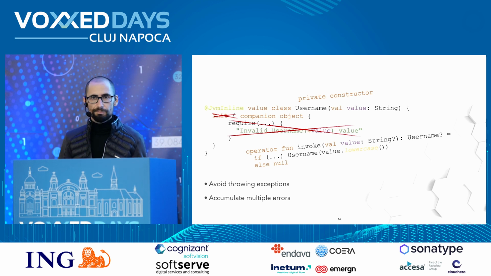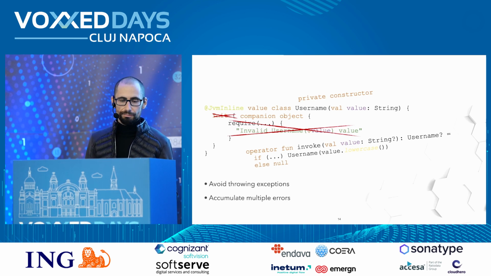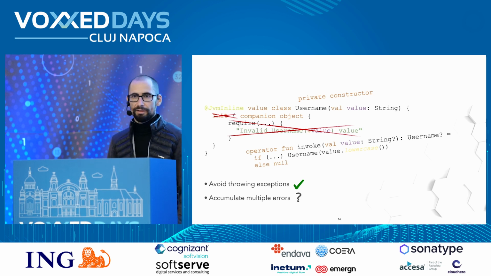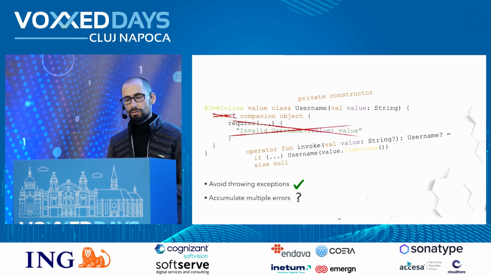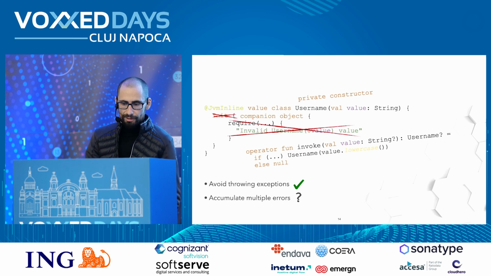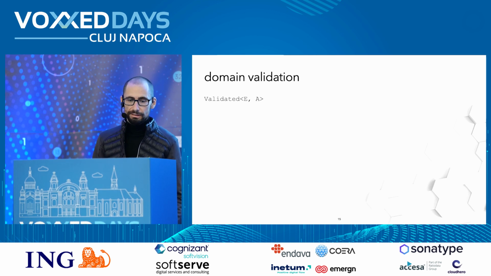But from our side, it's better because we managed to lose the exceptions. However, we're not throwing exceptions anymore, but we still have the problem of accumulating multiple errors. And now we've traded our illegal argument exception over nulls. So yeah, it's not helpful at all. And this is where the first data type from Arrow comes to help us.